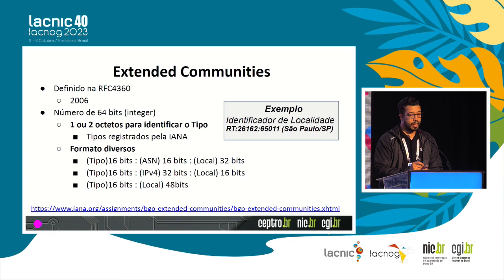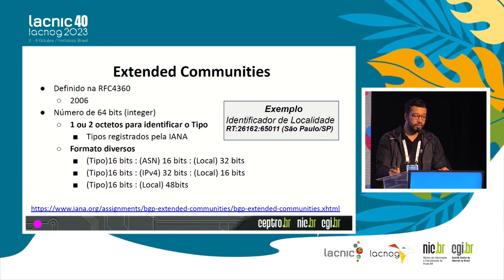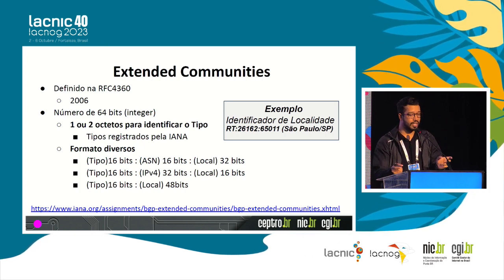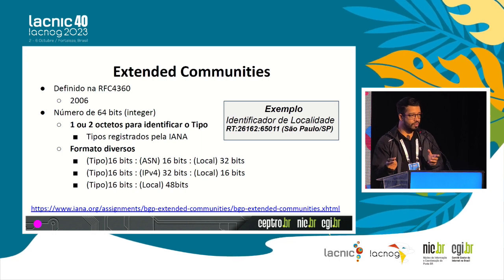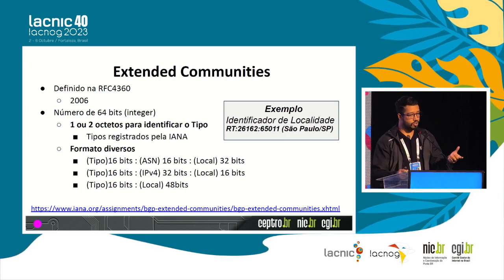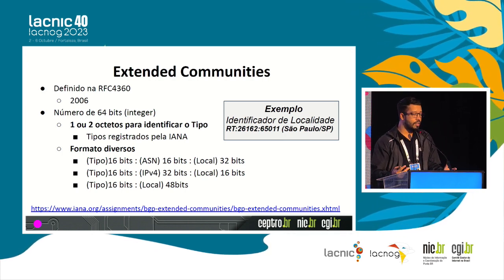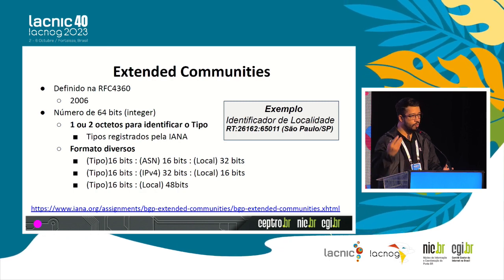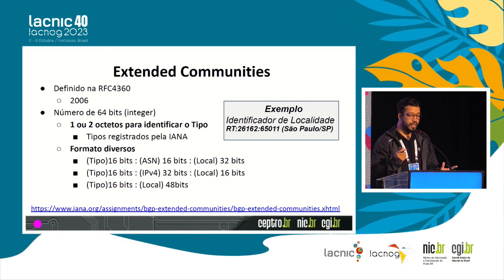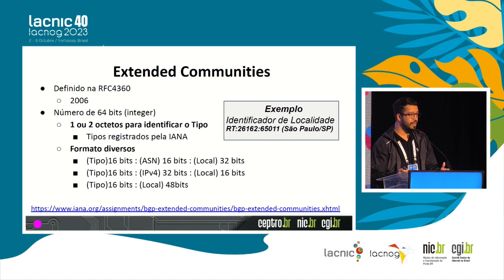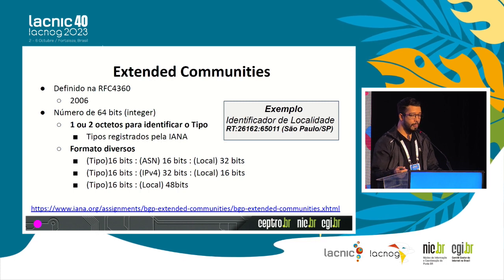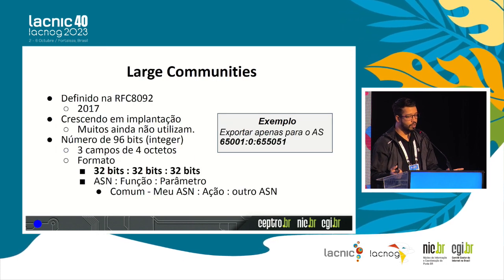Then we have the extended communities. These communities were launched in RFC 4360, in 2006, and they add two fields in the community. The sizes vary. Here we have 16 bits for the type of community. So with these extended communities, we have the possibility of more identification, and we can increase our granularity. Notice that the ASN field continues to have 16 bits, so it doesn't solve the problem with autonomous systems that have a larger number.